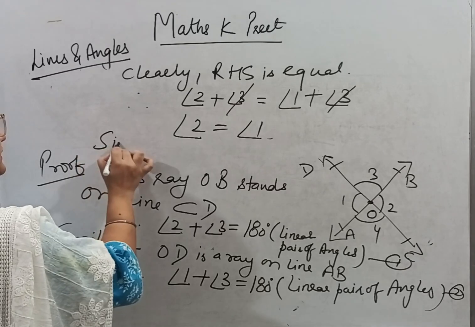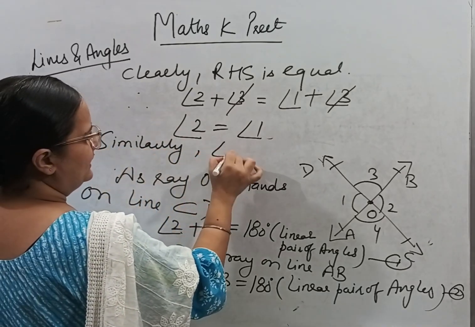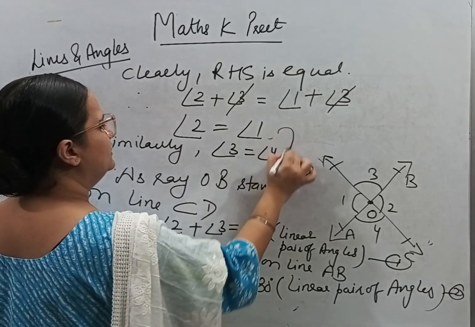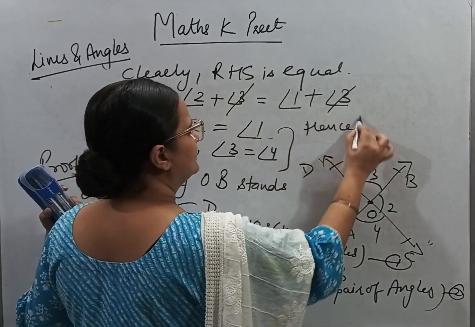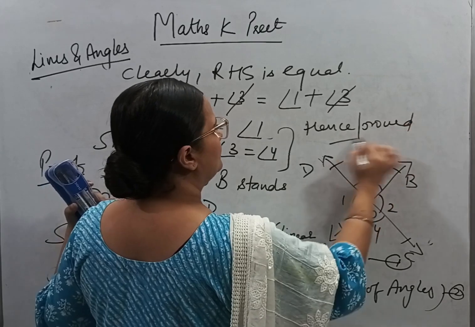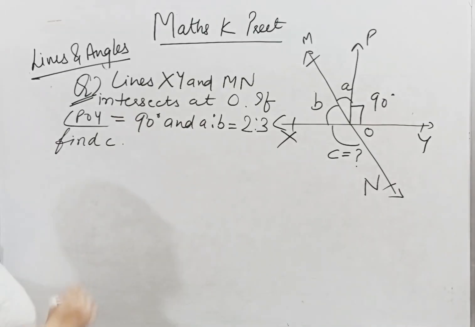In the same way, we can prove that angle 3 is equal to angle 4, hence proved, which shows that the vertically opposite angles on the intersection of two lines are always equal.